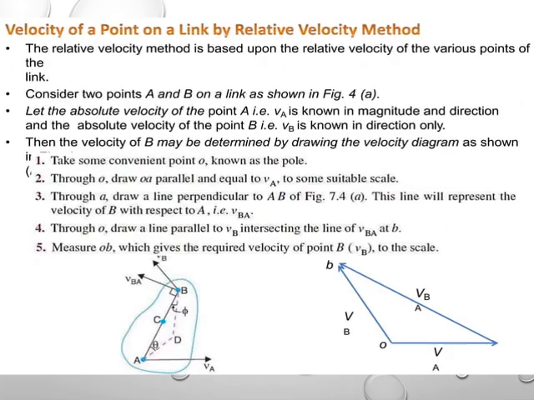Next, velocity of a point on a link by relative velocity. Consider two points A and B on the link shown in the figure. The absolute velocity of A is known as VA, with magnitude and direction. Next, the absolute velocity of B, VB, is known as direction only. The velocity of B determines the drawing of the velocity diagram, as shown for the components.